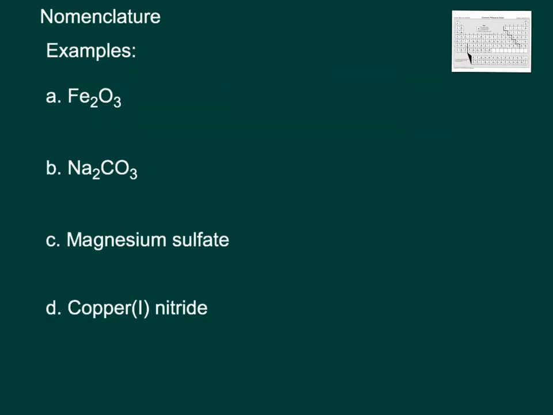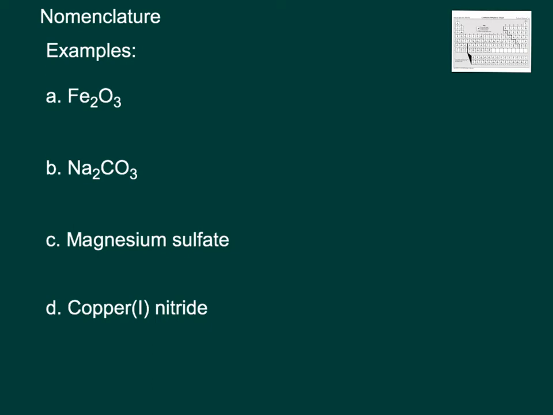Okay, so let's look at some examples of ionic nomenclature and how you name it. The first two, we're going to take the formula that we're given of the compound, and we're going to turn that into the name. And the second two, we're going to take a name and we're going to write out what the compound is. So the first one we're dealing with is Fe2O3.